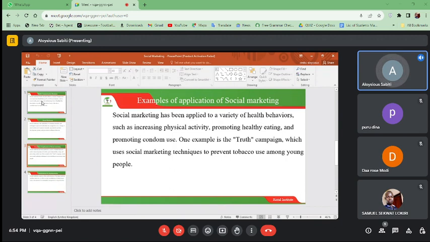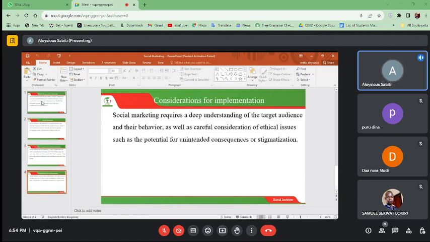So some of the examples of the application of social marketing has been applied to a variety of health behaviors, such as increasing physical activity, promoting healthy eating, and promoting condom use. One example is the Truth Campaign, which uses social marketing techniques to prevent tobacco use among young people. So you realize in the Truth Campaign, the pricing, the promotion, but also how they package their message is appealing to the youth, and therefore you are able to prevent them from tobacco consumption.